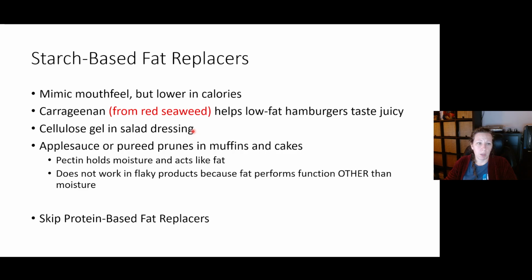Salad dressing is a big culprit of that. If you have a low-fat product, look at the calories, because the calories might be very close to identical because they've added so much sugar to make up for the loss of fat flavor.